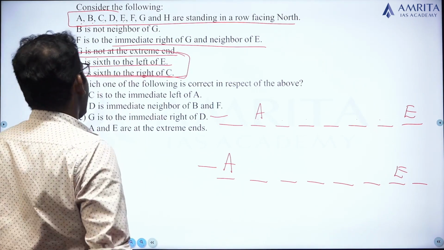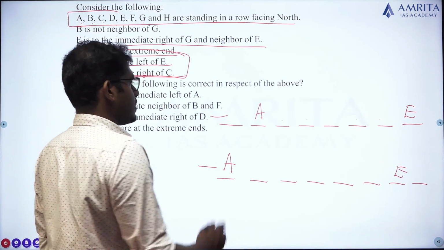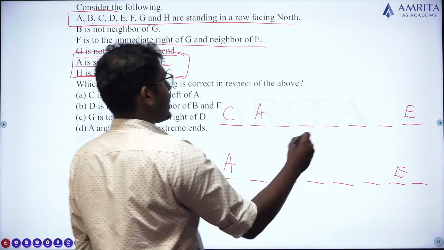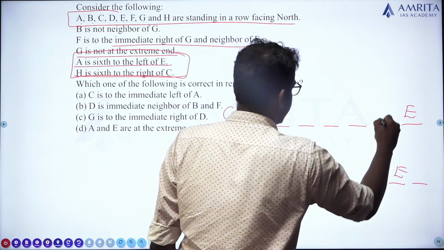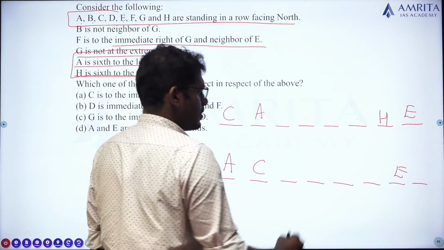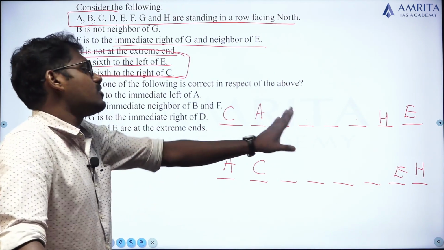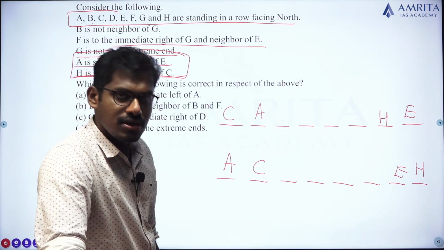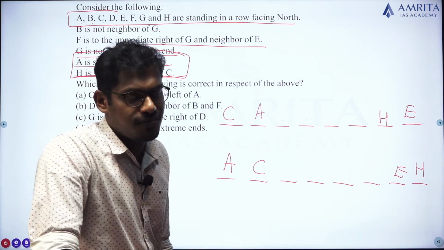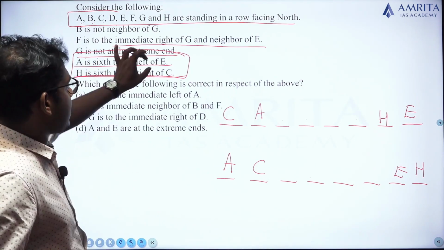The next one. H is 6 to the right of C. See, if this is C, then 6 to the right means 1, 2, 3, 4, 5, 6. H will definitely come here. If C is here, 1, 2, 3, 4, 5, 6, H will definitely come here. These are the only two possibilities. Clear? Now you got why I have taken these two statements at the first instance. So this is one possibility, and this is the second possibility which satisfies these two statements.